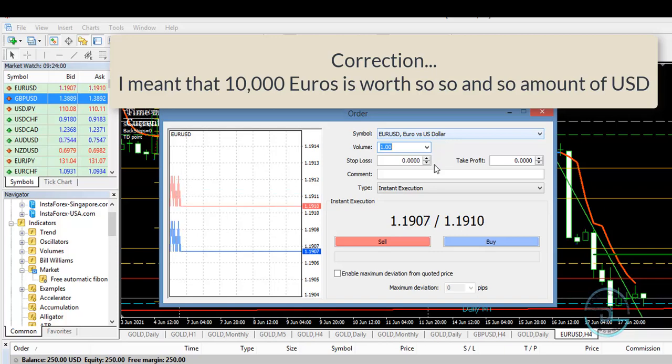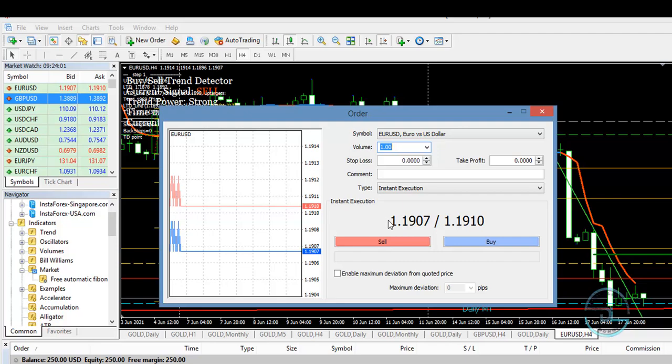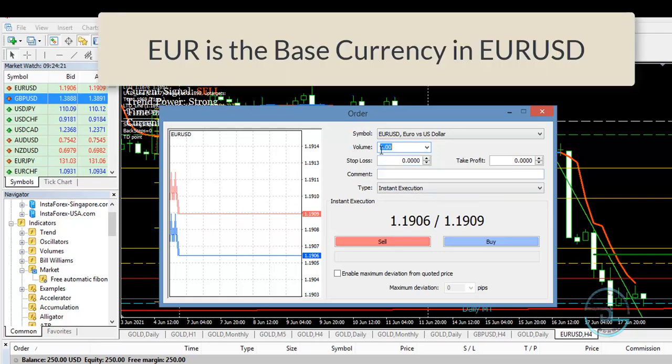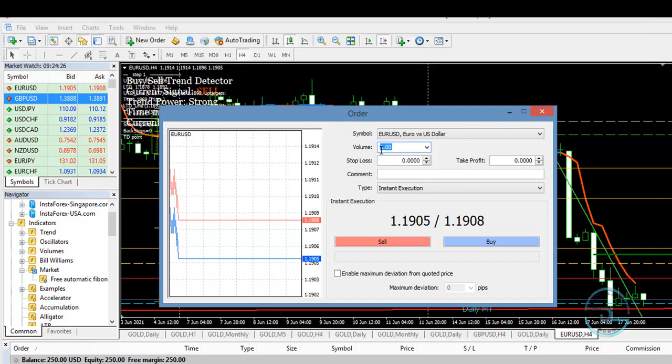Like in this case now you have the price. So price comes in here now. 1.1907 slash 1.1910. So that's the price for sell and for buy. So if I am to buy, for example, we'll be having 1.1909 multiplied by 10,000 units. Okay, and so that will give you 10,000 multiplied by 1.1908, whatever the price is here currently.